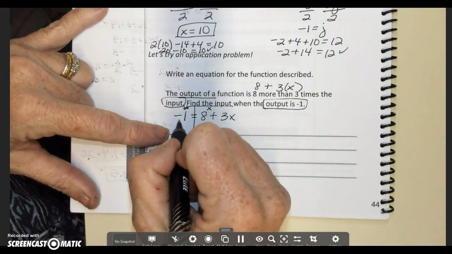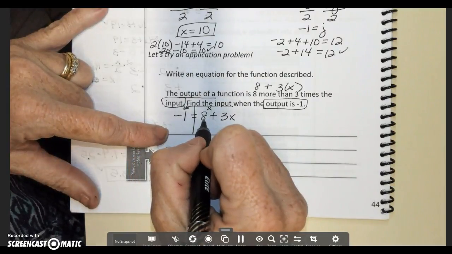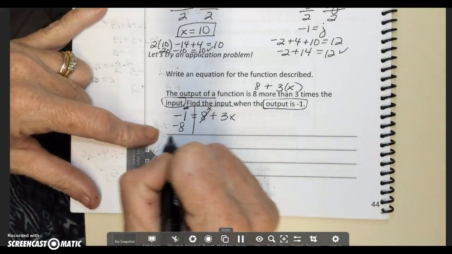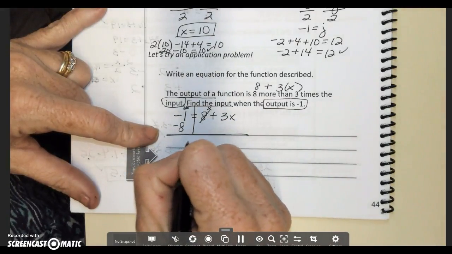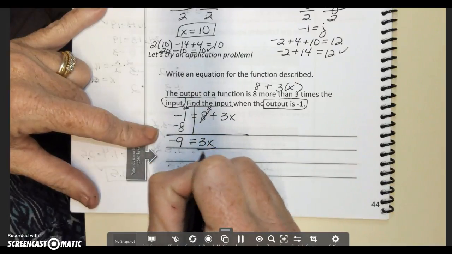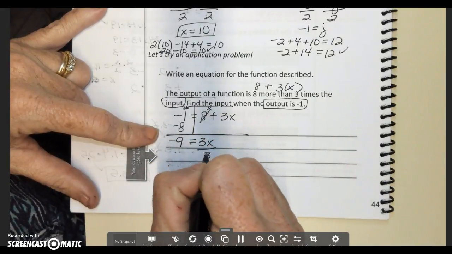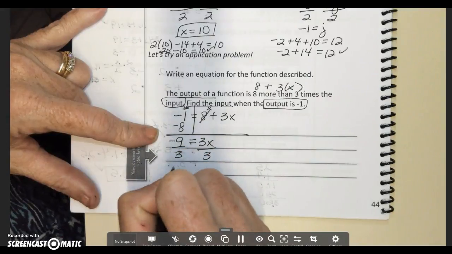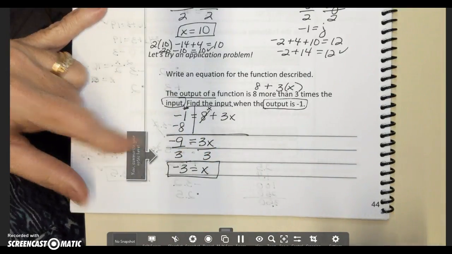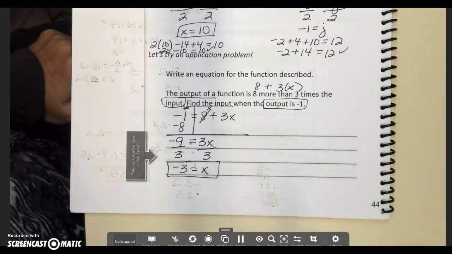-1's fine, it's a number, it can stay there. 8 is a number, it's got to move by the opposite, which is -8. 3x is fine, it can stay right there. So now I'm just going to total them up. I get -9 equals 3x. In order to undo that multiplication, I need to divide by 3. So -3 equals x. There you go. We're going to do lots of practice, so you'll get really good at this. Thanks.